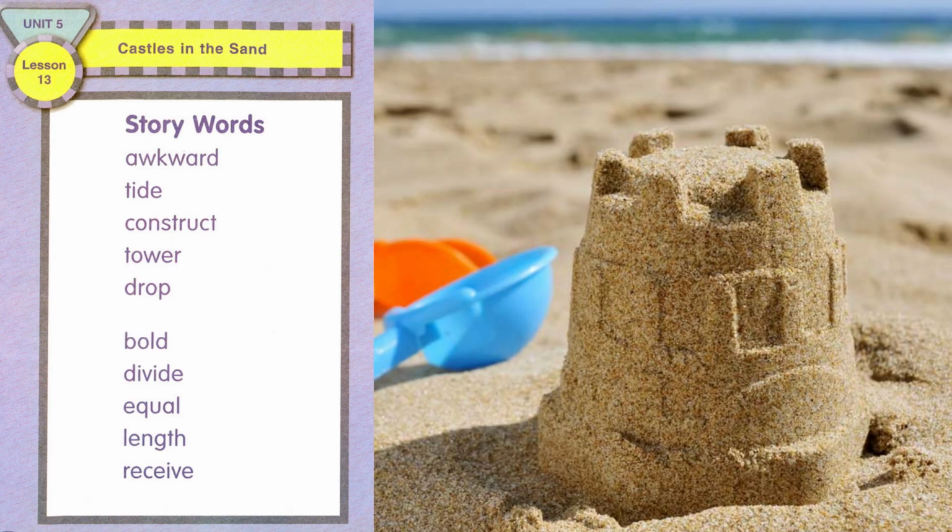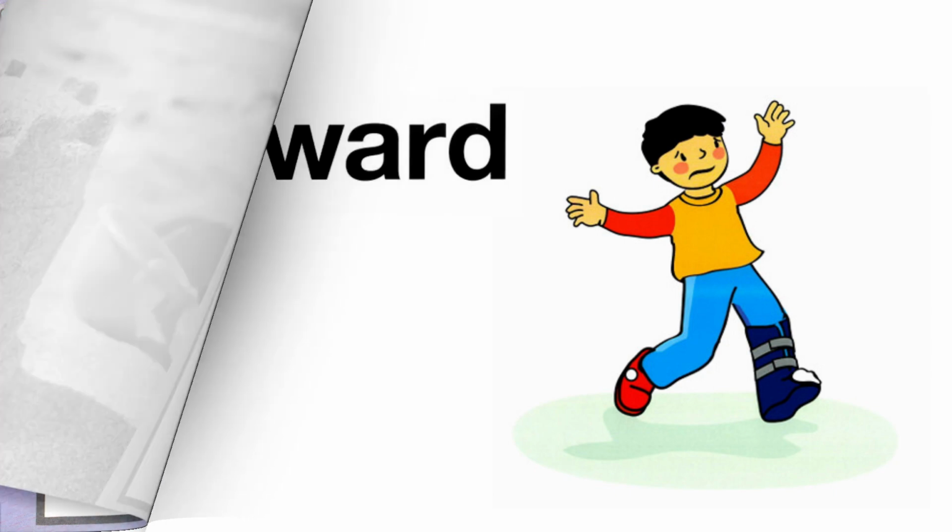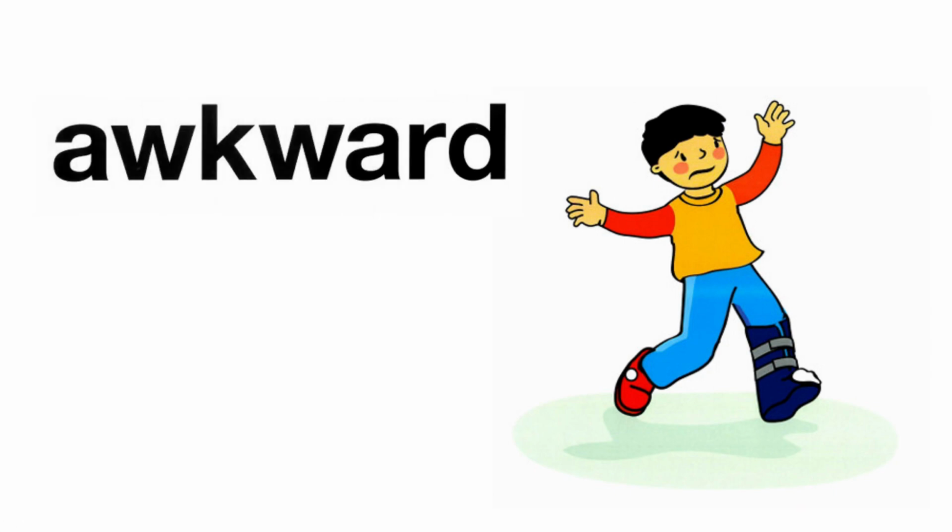Today, we will read a story about castles in the sand. But before that, let's get familiar with some words first. Awkward. Awkward means clumsy and not graceful. Look at the boy in the picture. The cast on his leg makes him walk in an awkward way.